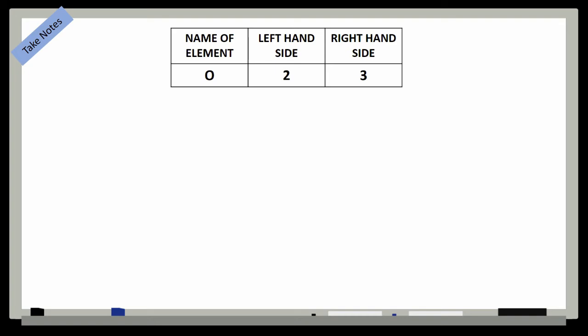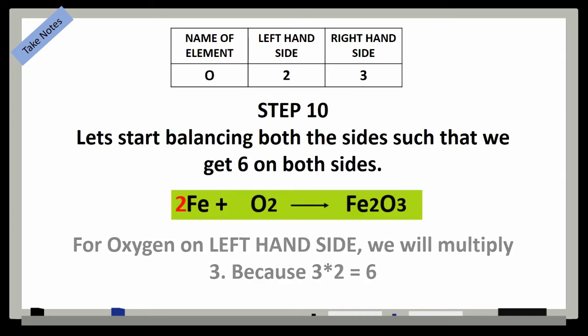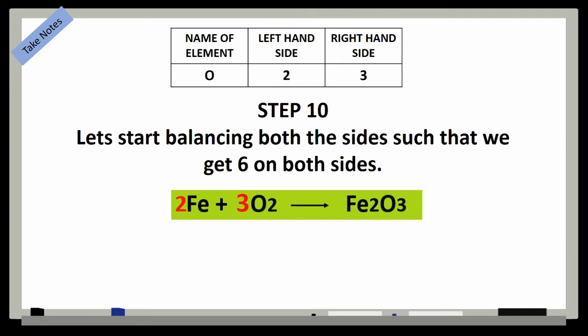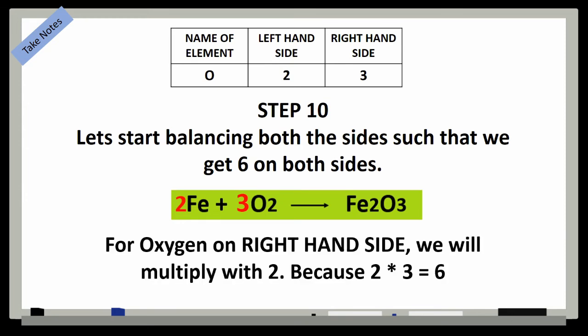All right. Now, on the left hand side, we'll multiply it with 3 because it's 2 and 2 into 3 is 6. So I will get 3O2. All right. So 3 to the 6, oxygen has become 6 on the left side. Done. Now on the right hand side, I'll multiply it with 2 because oxygen is already 3 and 3 2s will also give me 6. Right. So I will write it as 2Fe2O3. All right. Now oxygen has been balanced.